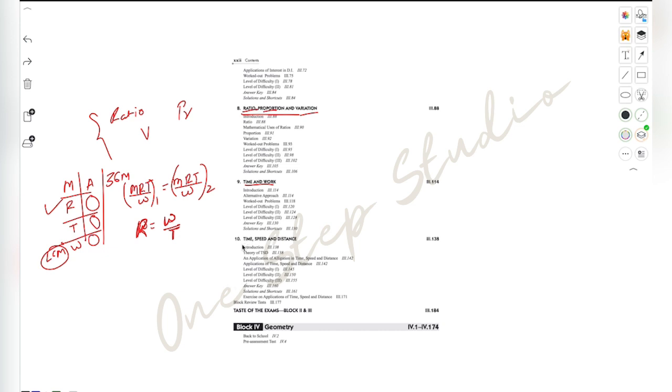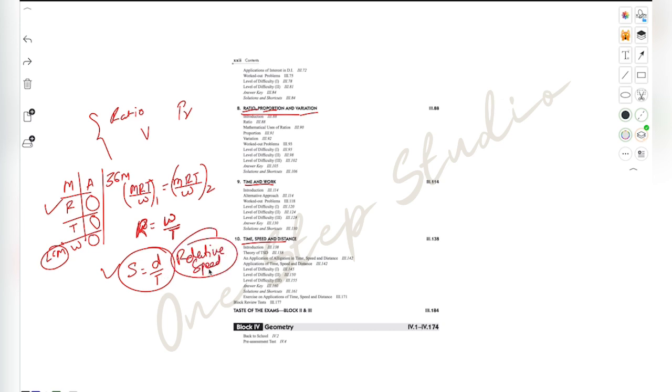Then you're coming to speed, time, distance. You need to remember the basic formulas, that is how speed is related to distance and time, right? And if it is about a train, you will add the length of the train to the distance to calculate the speed. You need to just remember two things, this one, and secondly relative speed, right?